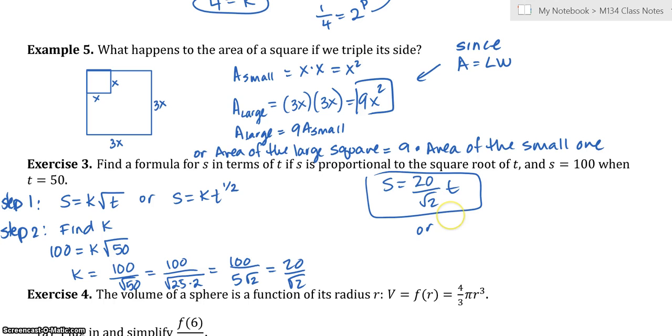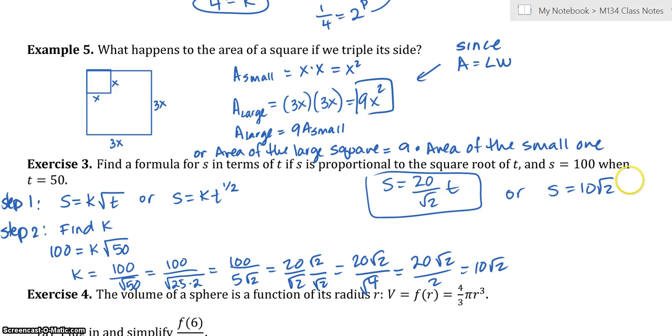Again, if you feel like rationalizing it, you're more than welcome to, because we also know that you can multiply this by square root of 2 over square root of 2. So you would get 20 square root of 2 over the square root of 4, which is 20 square root of 2 over 2, which is 10 square root of 2. So you can write this as 10 square root of 2 times t as well. Sometimes I like putting my t first even: 10t square root of 2.